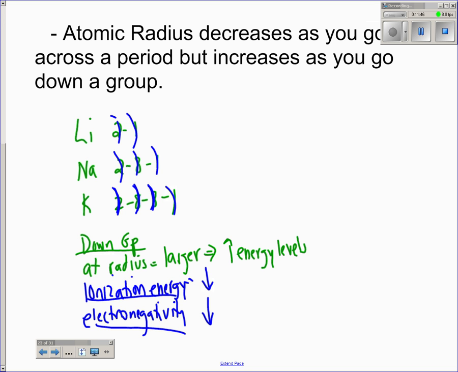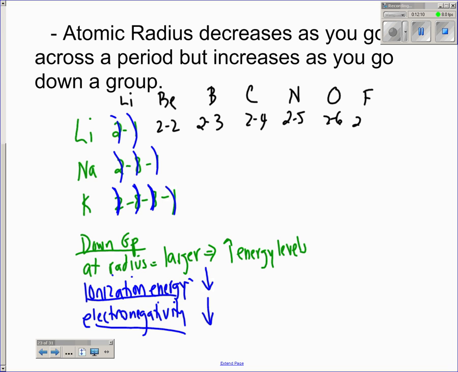Now, as you go across a period, what are the trends? Well, let's see. This is lithium. The next element is beryllium, which is 2,2. The next element is boron, which is 2,3. Carbon, which is 2,4. Nitrogen, which is 2,5. Oxygen, 2,6. And fluorine, 2,7. And then neon, 2,8. So as you go across a period, what do you notice? Well, look at the number of energy levels. The number of energy levels stays the same.